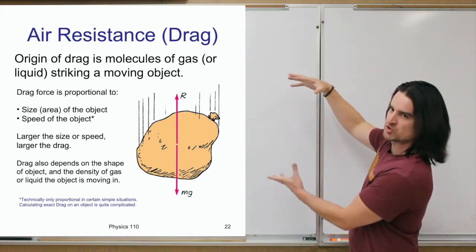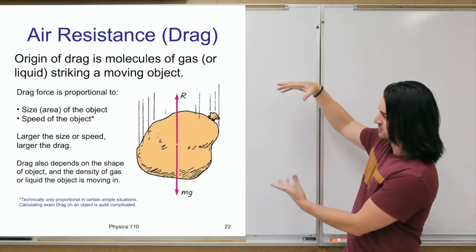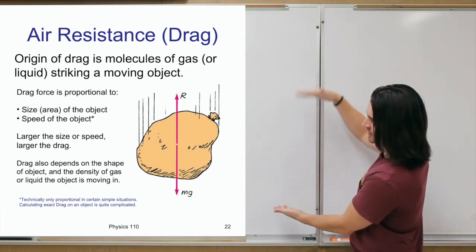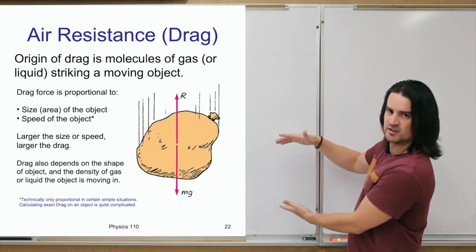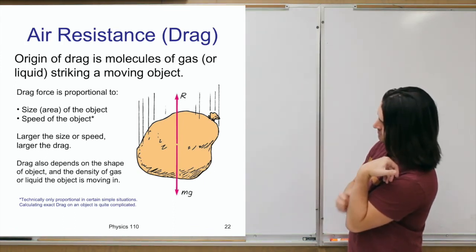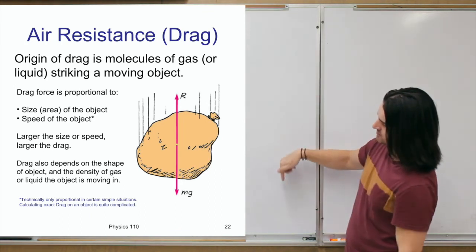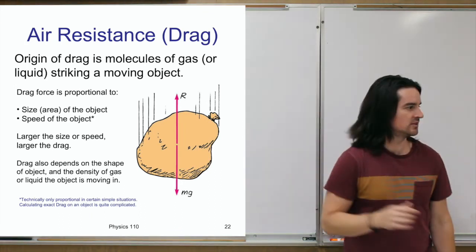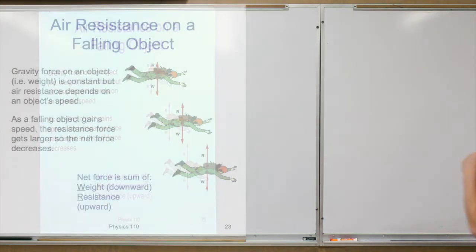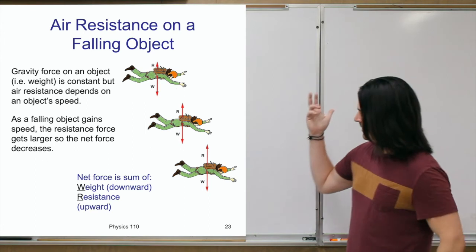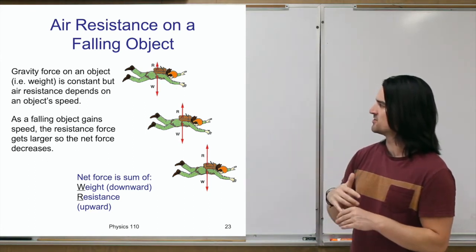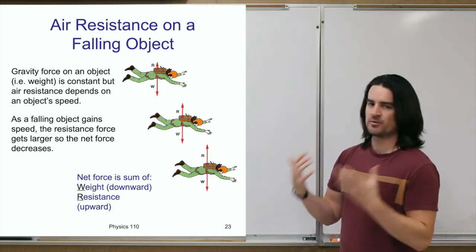And so the net force on this object, well, it depends on how large the drag force is, right? Because the force of gravity is always constant, but if the drag force is larger or smaller, the net force is going to, well, it might be downward, it might be smaller, larger. So what happens with the net force on an object as the air resistance changes?